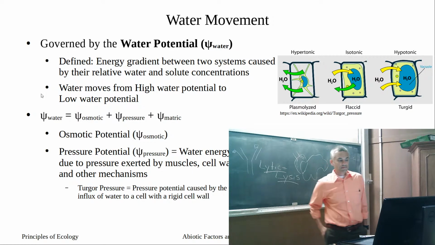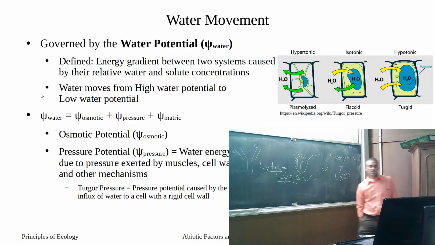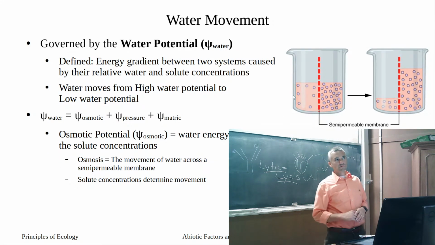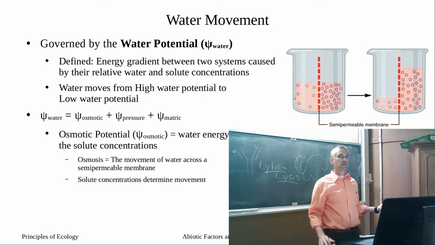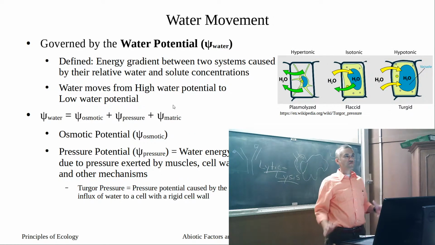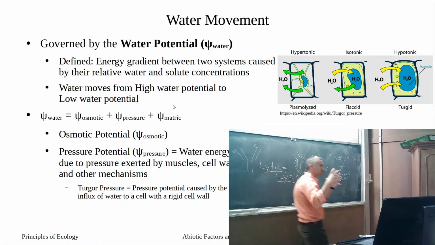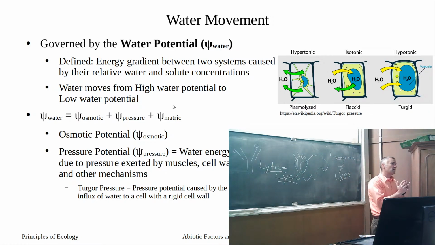The pressure potential is that water energy that's due to the pressure exerted by muscles, cell walls, and any other mechanism. All right, so with our osmotic potential, we're not looking at any pressure that's happening in the system. But if we put it inside a cell, right? The cell has a membrane. And the membrane can swell and it can shrink. Well, when it swells, much like a balloon, it's going to exert pressure on all of the contents inside. And that's going to affect our water potential.